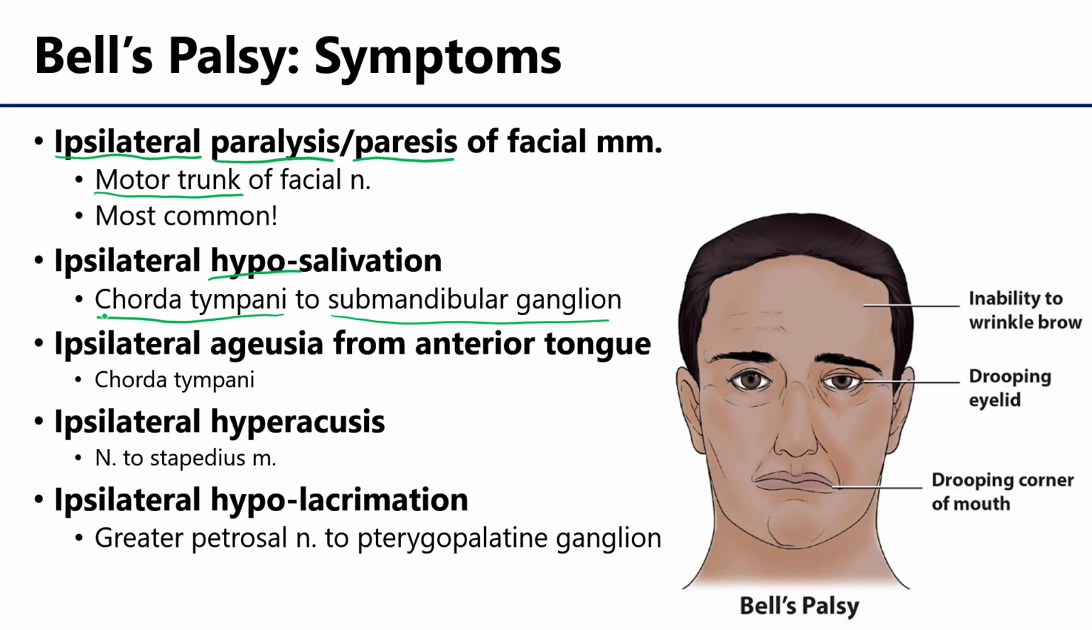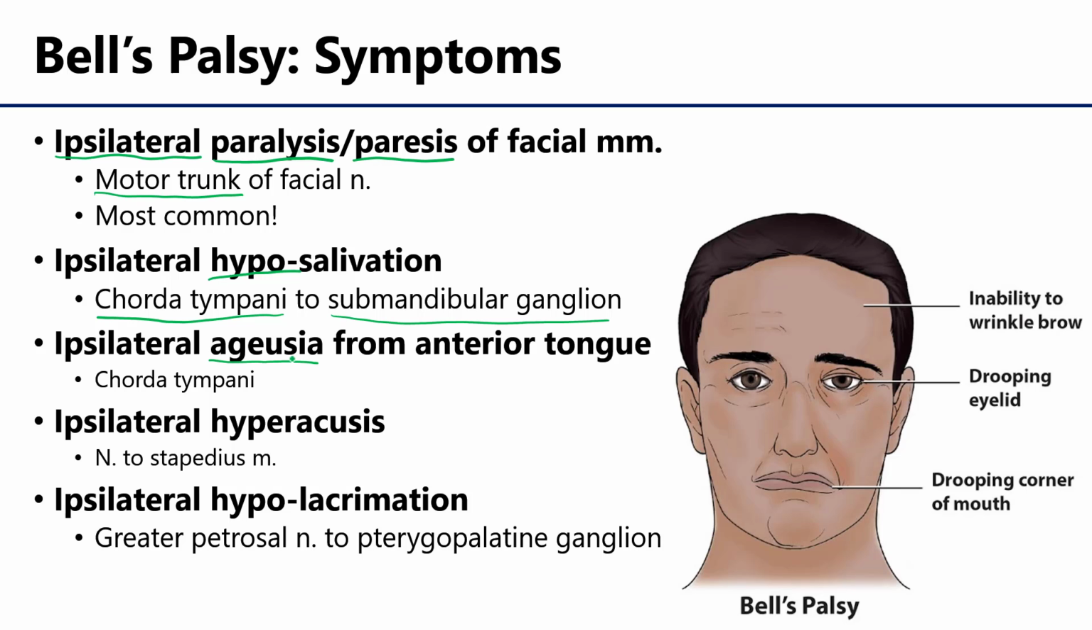The chorda tympani, if you recall, also is conducting special sensory fibers back from the anterior tongue. So ipsilateral ageusia of the anterior tongue will also be a symptom, albeit not as common as ipsilateral facial muscle paralysis.